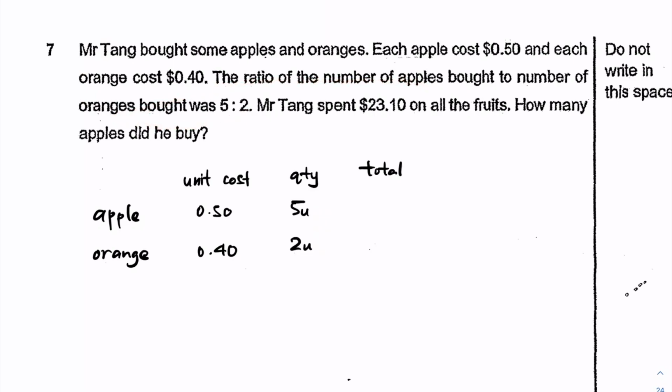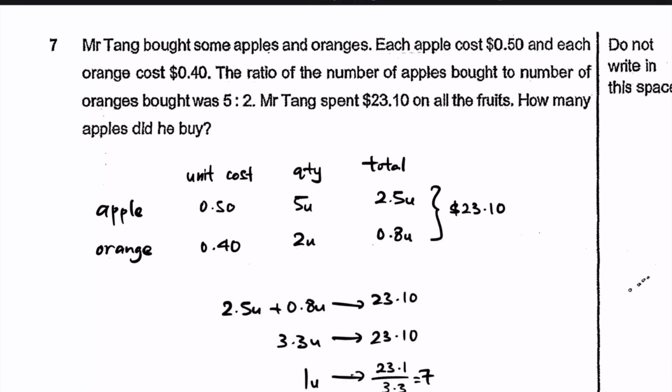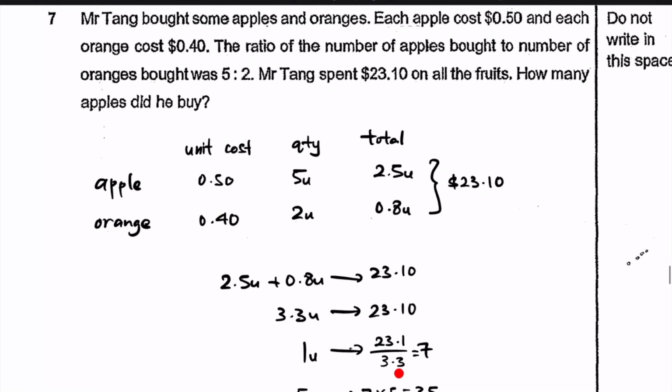Okay, so here we go. What's 5 units times 0.5? So that's basically 2.5. And what's 2 units times 0.4? That's 0.8. And now we are told this costs a total of $23.10. So let's form an equation here. 2.5 units plus 0.8 units, that's 3.3 units. That's $23.10. 1 unit, we're going to divide by 3.3, that's 7. How many apples did he buy? That's a total of 5 units, so that is 35 apples.